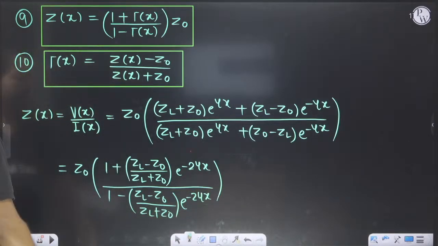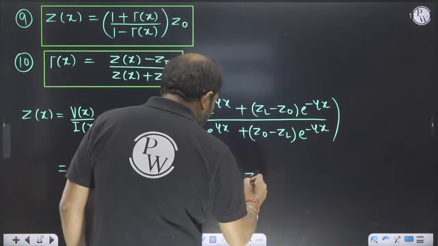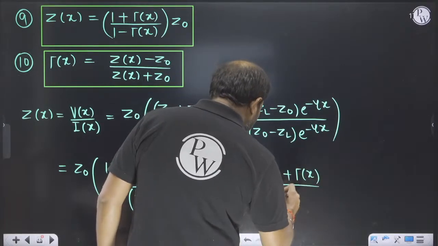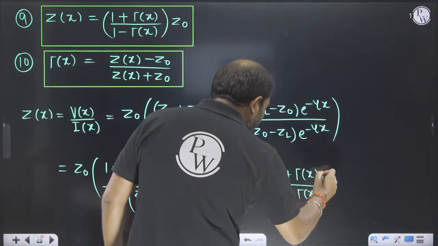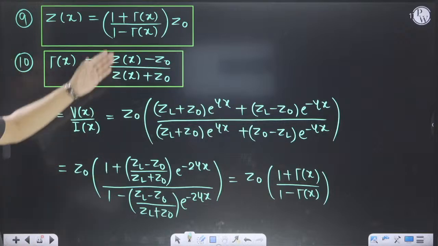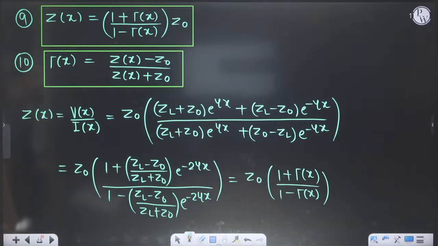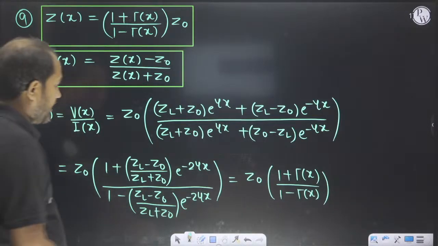This term is known as the reflection coefficient, so it will be written as Z0 (1 + Γx) divided by (1 − Γx). After applying componendo and dividendo, you will get the other formula. So we have derived this formula. We will study it later, but right now write this formula.